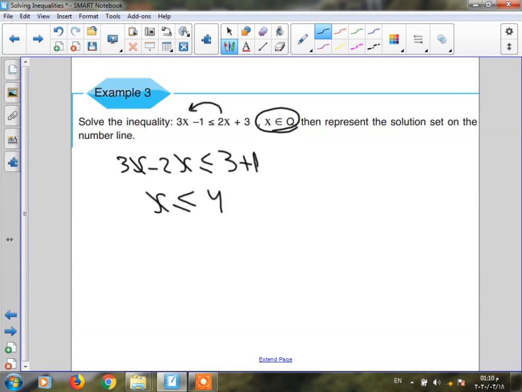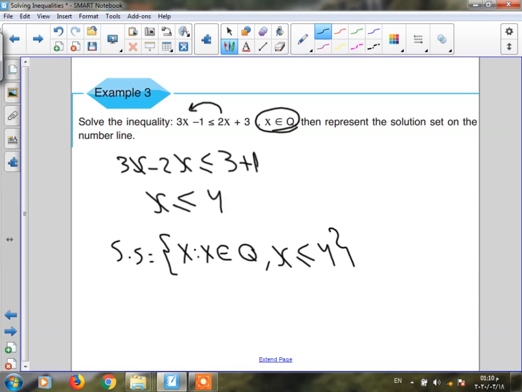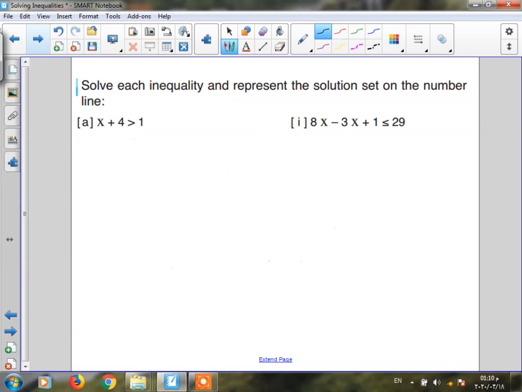In rational numbers, I can't write all the numbers less than 4 because in Q we have fractions, decimals, and mixed numbers. So I can't write all the numbers. So we can write the solution set like this. Solution set equals x such that x belongs to Q and x less than or equal 4. Okay, it's very easy.